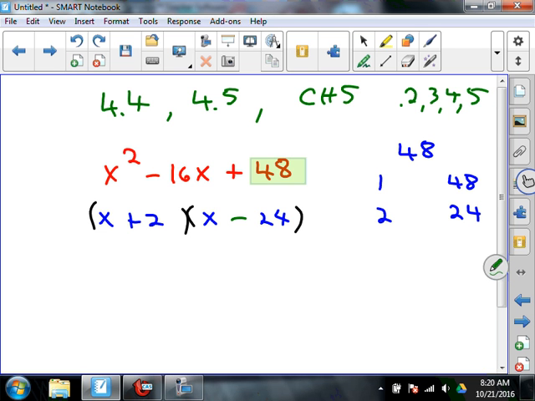Oh, so they both have to be negative. So maybe I need a different pair of factors. Something that when I add them both or subtract them both, I get that 16. So maybe I need to be good at finding factors of a number too. Maybe it's 3 and 16. Oh no, not 3 and 16. 4 and 12.